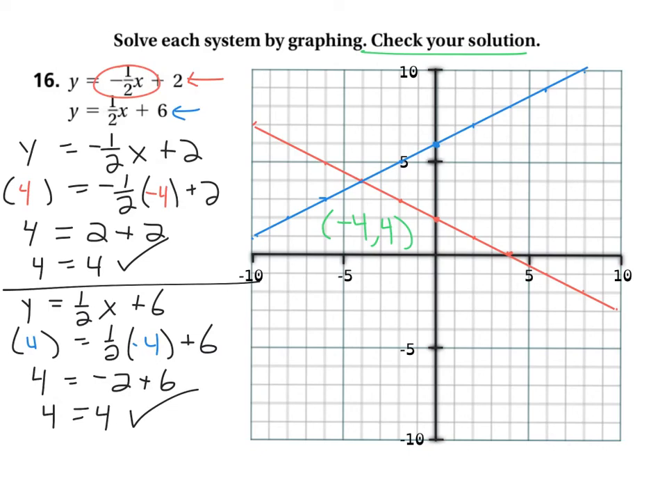Check. So we've discovered that the solution is the point where they cross, -4, 4, and we plugged it into both equations to see if those coordinates work, and they do. That is the solution.